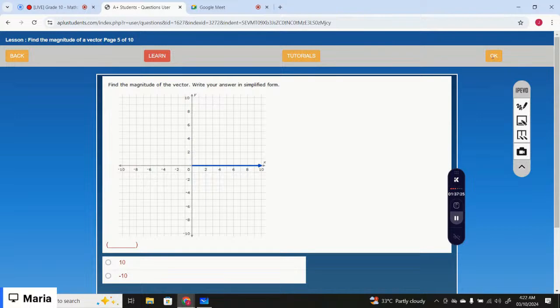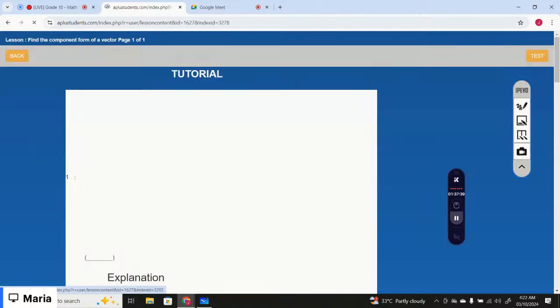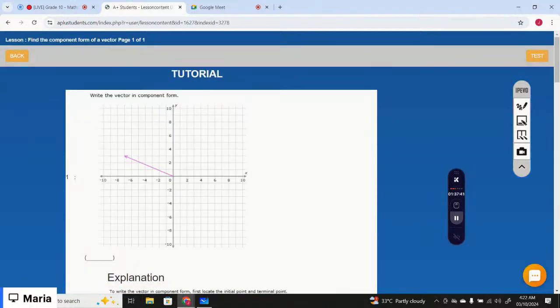Okay, you can complete the lesson by yourself later today. Let me just move on to the next lesson. And the next lesson is find the component form of a vector. Let's just start with the lesson. Write the vector in component form.